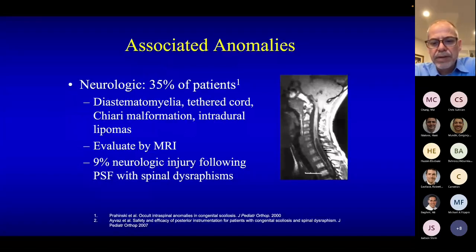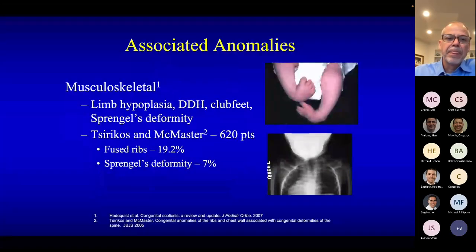I think this is pretty old data now in terms of 9% neurologic injury in patients with posterior spinal instrumentation and fusion with spinal dysraphism. I think we do a pretty good job of screening for these patients now.